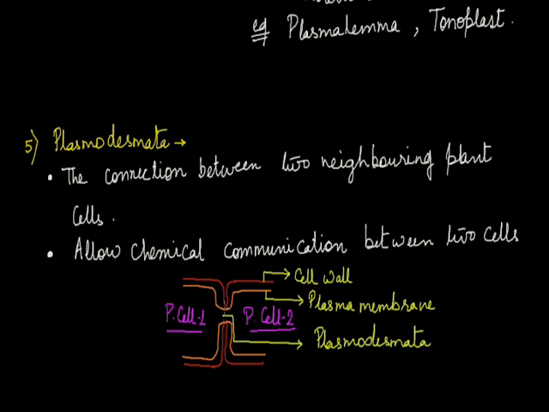Although it is not continuously open, it is also guarded by some structures, but it provides connectivity between the two neighboring cells. They guard the opening of the plasmodesmata, but it provides a certain level of communication or connectivity between the two cells.